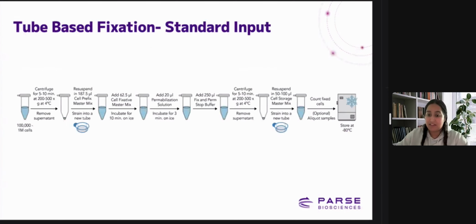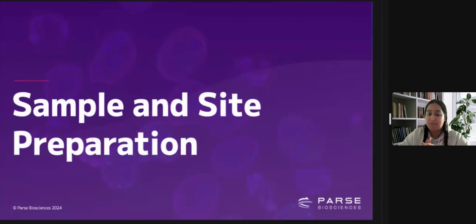The tube-based fixation is a very simple platform, and it's going to take you about 30 to 60 minutes after you harvest your tissue, so it's not too long. But there are some things to keep in mind before we dive into that a bit deeper, and that's sample and site preparation. Success with the Parse assay is going to really depend on our sample prep. We're going to have to make sure that our cells look really good before we fix them, so that they survive all the different things that we're going to do to them.